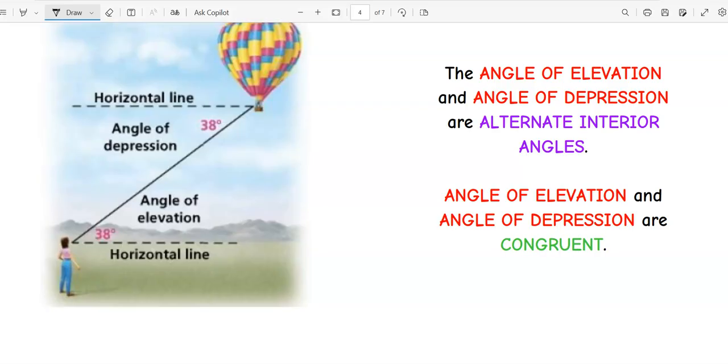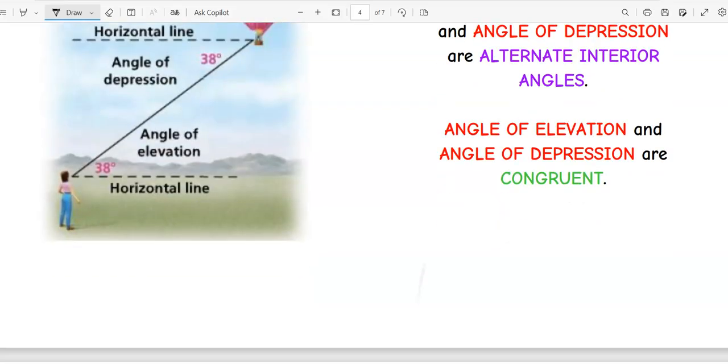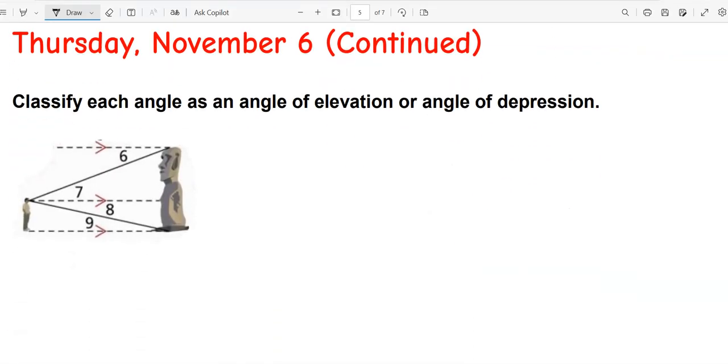Okay, that can be a little confusing, but once you start sketching pictures, it'll get a little bit better. Since they're alternate interior angles, that means that they're going to be congruent every time, and that's going to be super important for us. Flip it when you're ready.